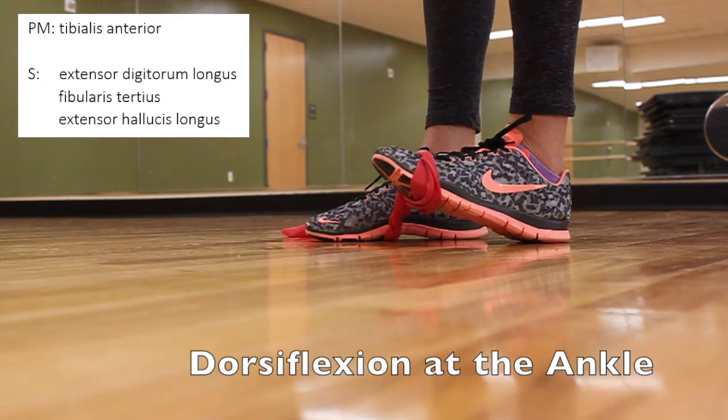This is dorsiflexion of the ankle. The prime mover is tibialis anterior. The synergists are extensor digitorum longus, fibularis tertius, and extensor hallucis longus.